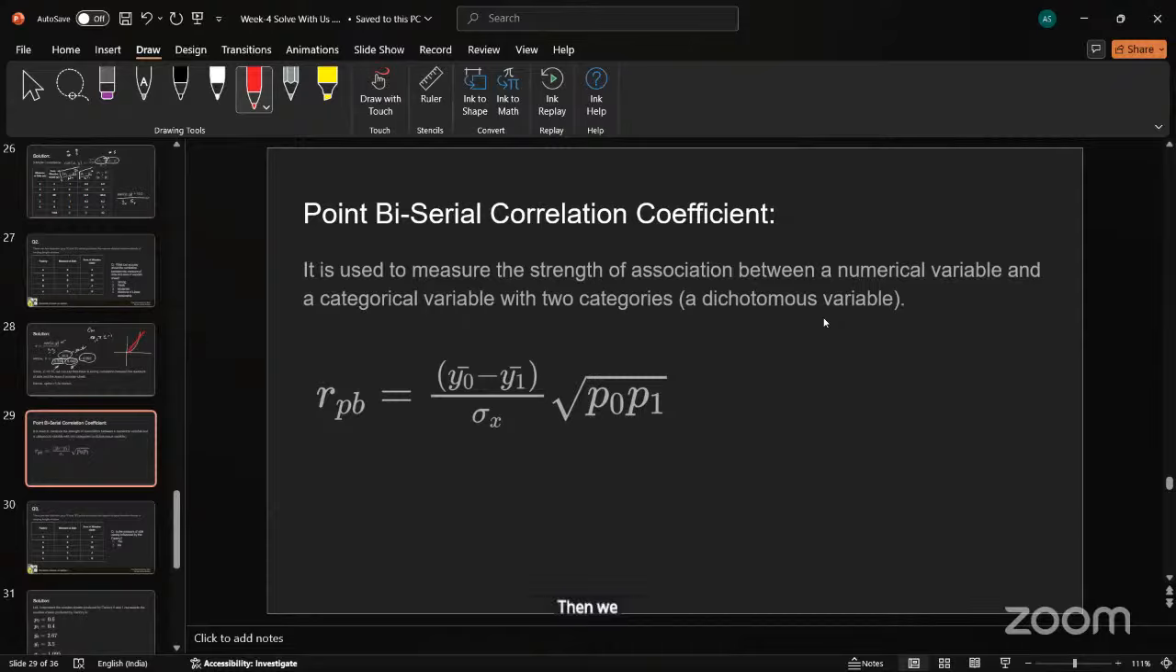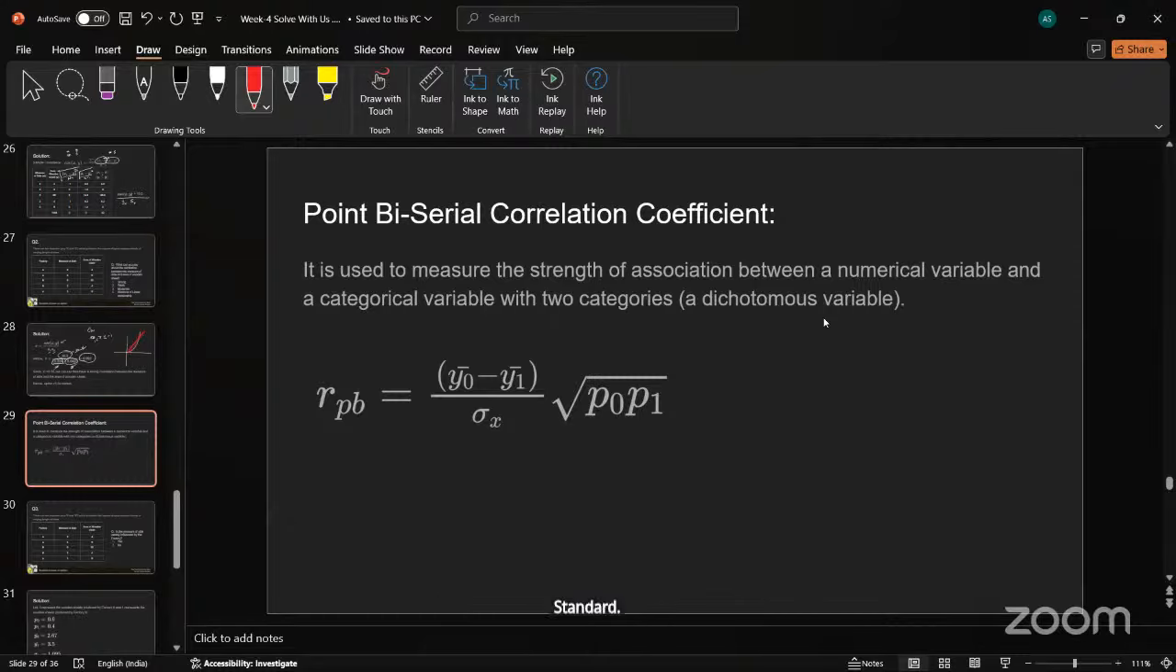Sir, we can say P0 and P1 are relative frequencies of those two categorical variables. Yep, proportion, that is relative frequency. Relative frequency of X and Y. Once we move to the question, I'll tell you what is P0 and P1. And there is also the standard deviation of X.